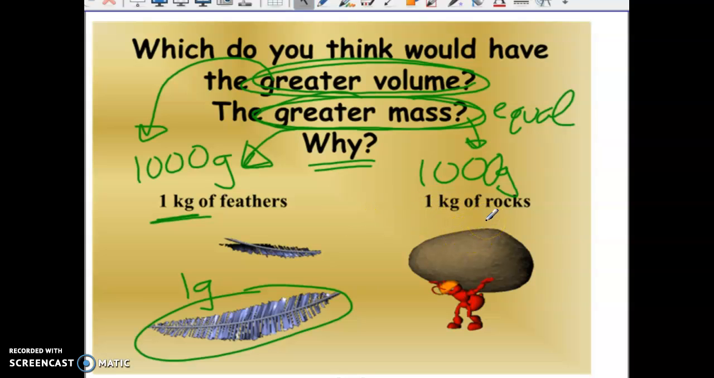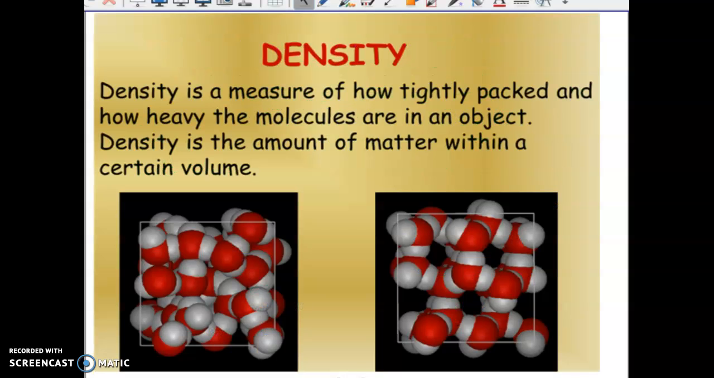So when we're looking at density, you have to consider both of these things. We have to consider the volume of that matter as well as the mass of that matter. Density is a measure of how tightly packed and how heavy the molecules are in an object. Density is the amount of matter within a certain volume. So we're looking at the amount of particles, the mass of those particles, and comparing it to the amount of space that those particles take up.